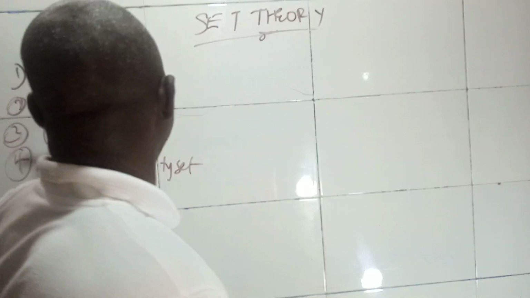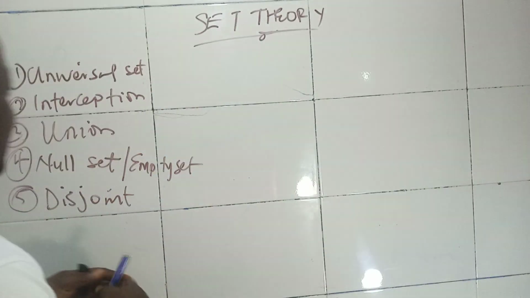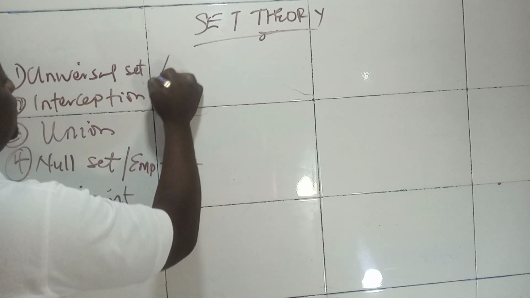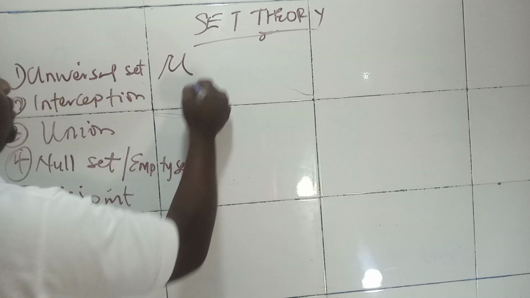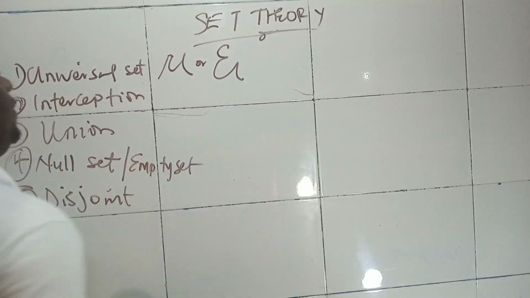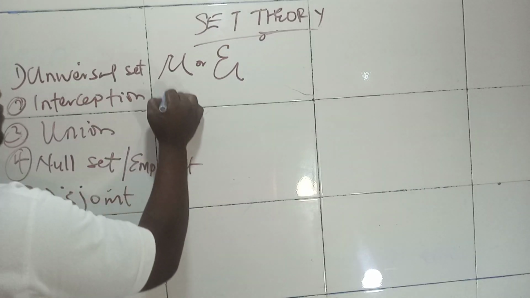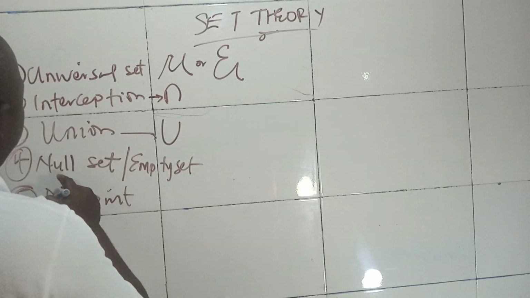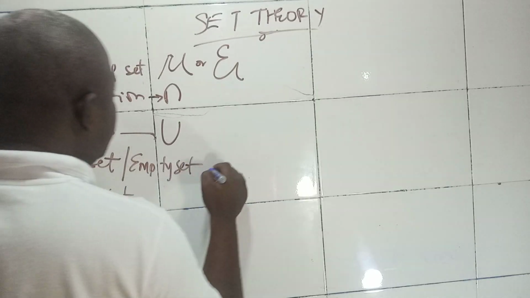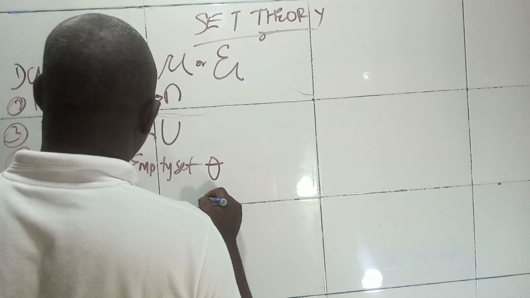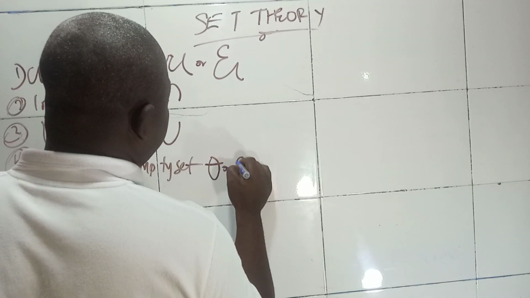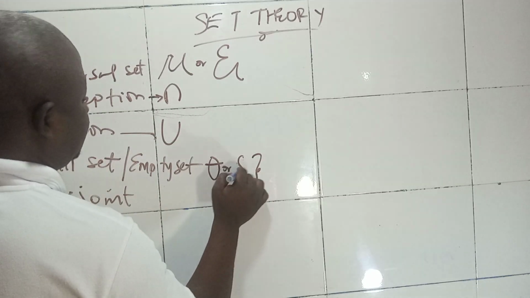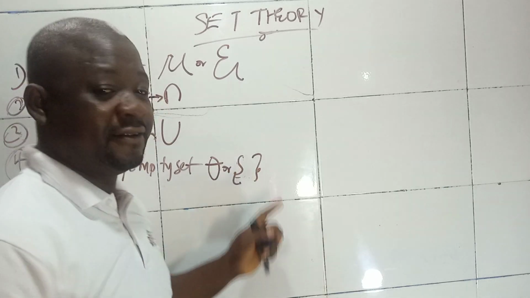Now, the universal set is represented with this U with a long tail. The intersection is represented with ∩. The union is represented with ∪. The null set, you can use theta to represent it, or you draw it without anything inside. I think that is clear enough.